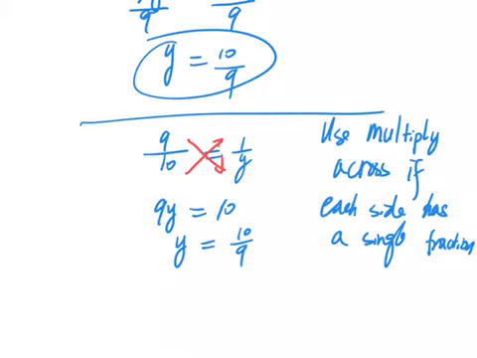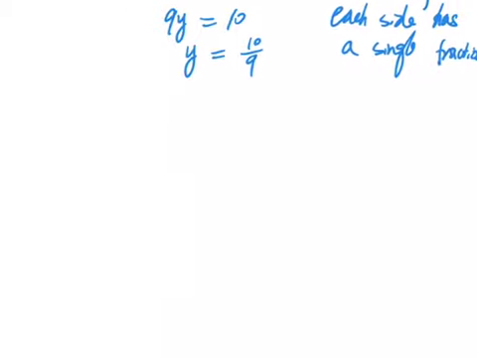See, it's much easier, right? But it only works for a problem if each side has a single fraction. If it has more than one, then it doesn't work. Okay, so the next problem, we can use this new method. It's just easier. Remember, a single fraction, we can do that.